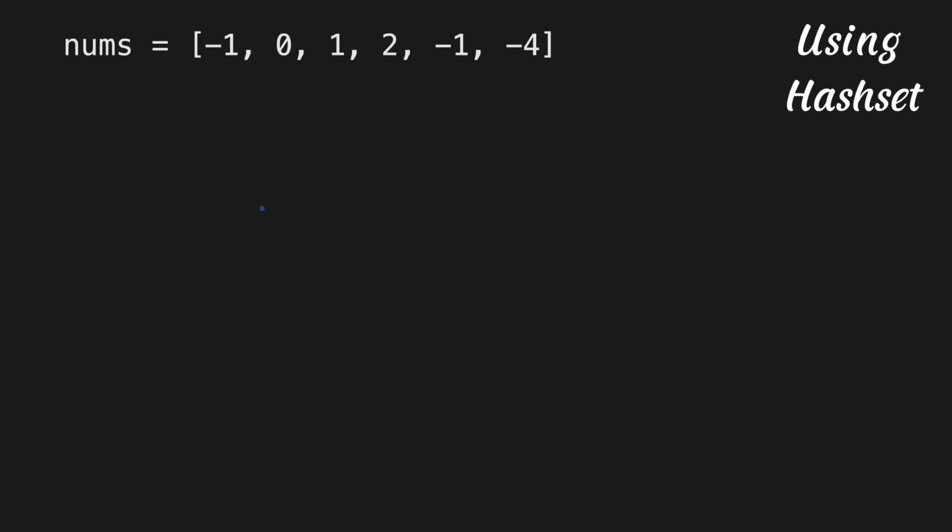Now we want to find a triplet, say a + b + c, such that their sum is equal to 0. And if you observe carefully, this problem is very similar to the 2 Sum problem. In the 2 Sum, the goal was to find two numbers such that they match the target.